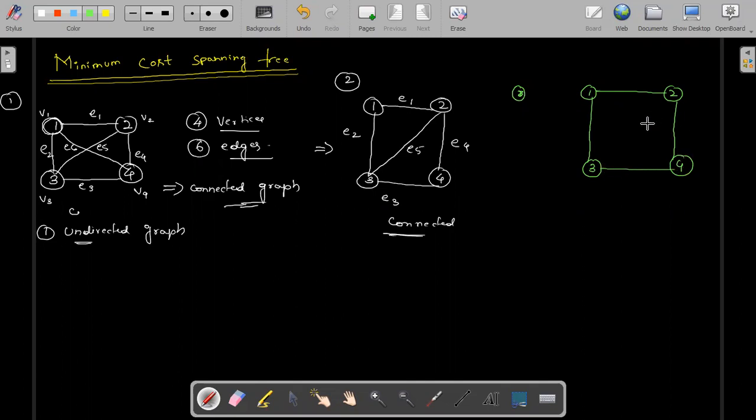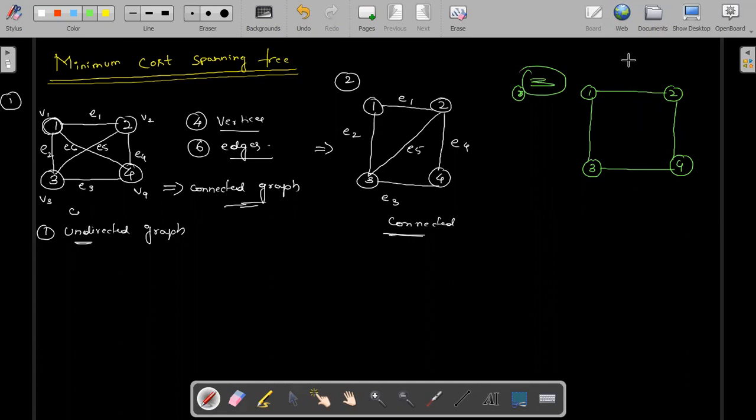Like that, you can see still it is a connected graph. Yes or not? Still it is a connected graph. Why? The reason is I can move from 1 to 2, 2 to 3, again 2 to 4, like that I can move. Again 2 to 1, 1 to 3, like that I can move. Still it is connected. No problem at all.